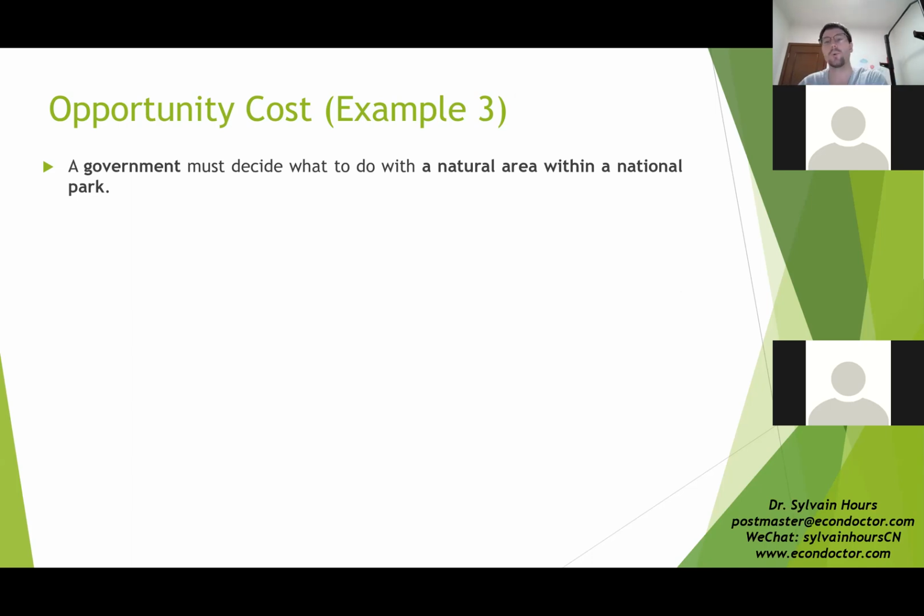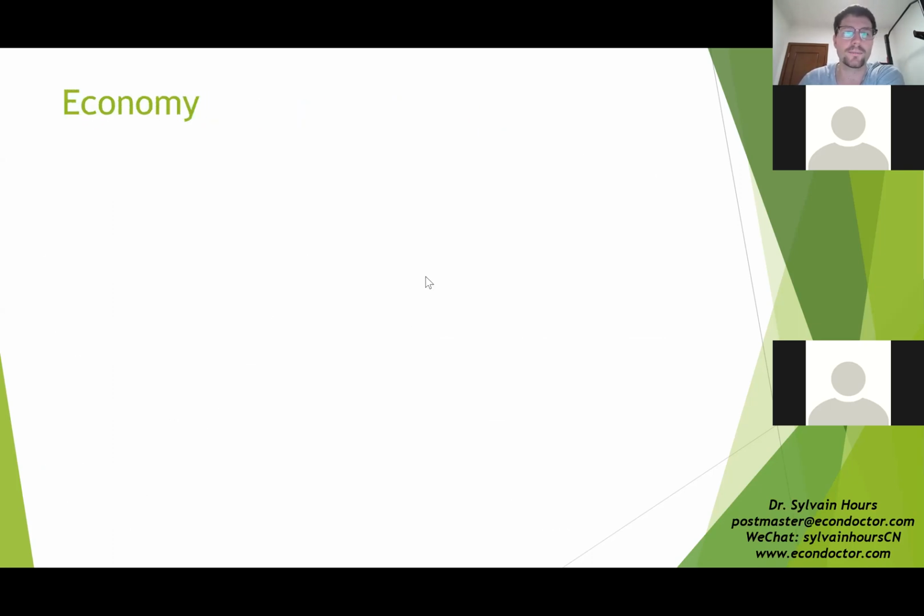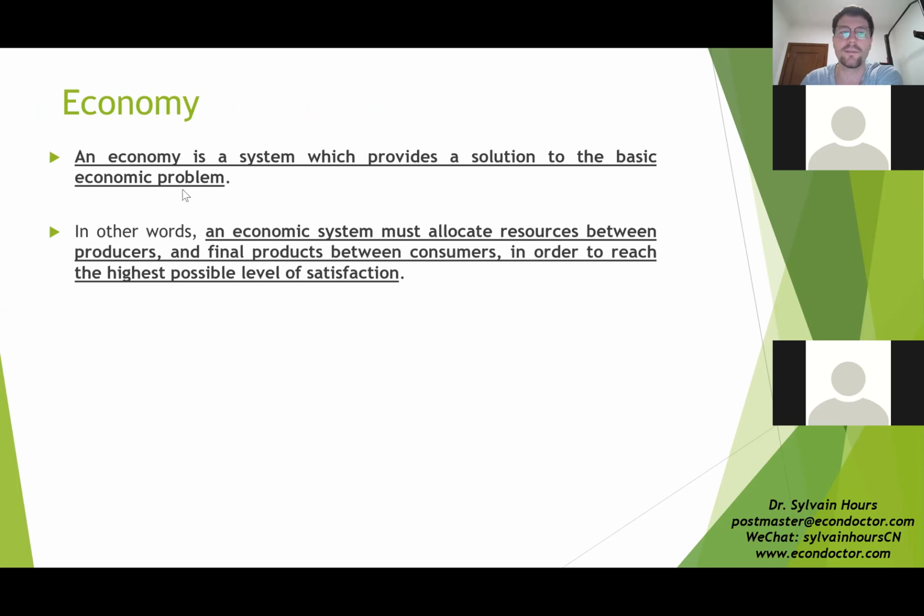So to me, it makes more sense to introduce the different economic systems at that point. Okay, so you start with the definition. What is an economy? It's a system which provides a solution to the basic economic problem. You can make it more explicit: we try to allocate resources between producers.